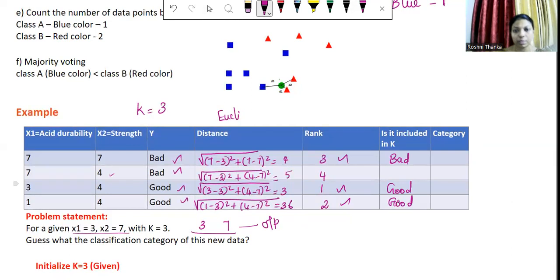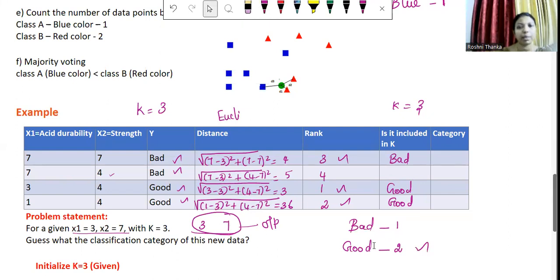So now, since the k value is 3, we have taken the k nearest values to the newly available data. Who are nearer to it? This one, and this one. So we have just seen the classes of them. Here we can see 2 classes, bad class and good class, or bad label and good label. In the bad label there is only one data, and in the good label there are 2 data. Now we can predict that this newly arrived data 3 comma 7 belongs to the good class because it has the majority here. So now we have classified the newly arrived data as belonging to the good class.